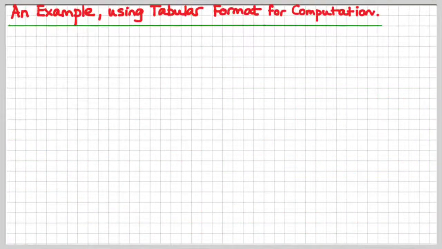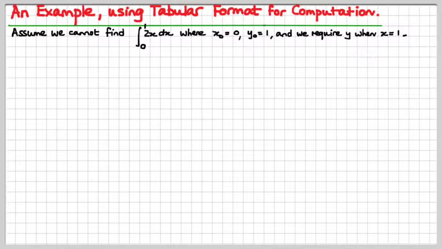Now here's an example using tabular format for computation, which I find very useful and very systematic. I prefer this rather than just using straight formulae all the time. So you see what you think about it. I really like it. I don't think it's very common for people to use it, but I don't know why. I think it's great. So assume we cannot find this integral. Assume that that's too hard to do analytically. The integral of 2x is just too hard for us, right?